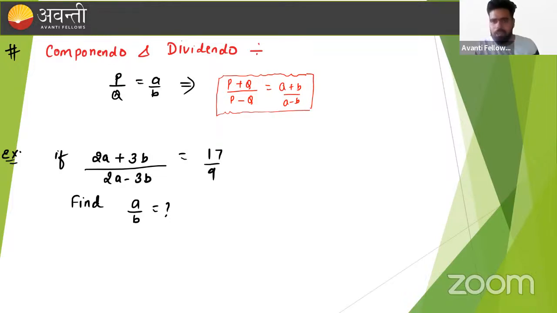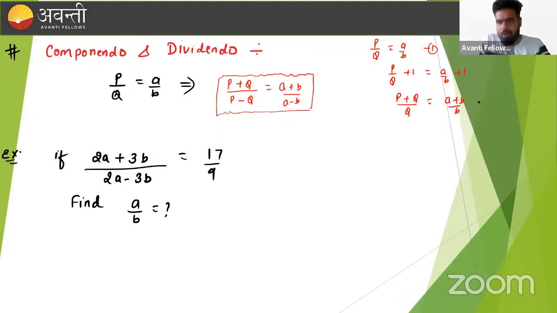Actually, how can we prove this? If we want to prove this, we can do it easily. How? Let's see here. Suppose P upon Q equals A upon B. Okay. If we add 1 on both sides of equation 1, then what will we get? P upon Q plus 1 equals A upon B plus 1. If we take LCM, what will we get? P plus Q divided by Q equals A plus B divided by B. Say this is equation number 2.